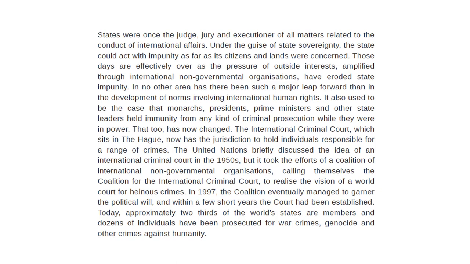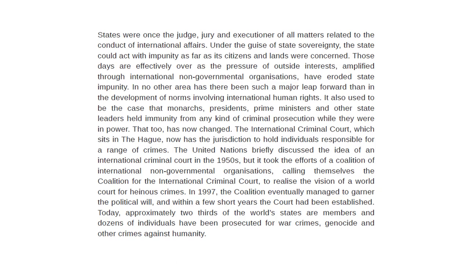So as it wears away, they're saying here, using it as a metaphor, that the state impunity, which again is the ability to do even bad things without anything bad happening to you, has eroded. This kind of power is kind of disappearing. And in no other area has there been such a major leap, which means jump forward, than in the development of norms involving international human rights.